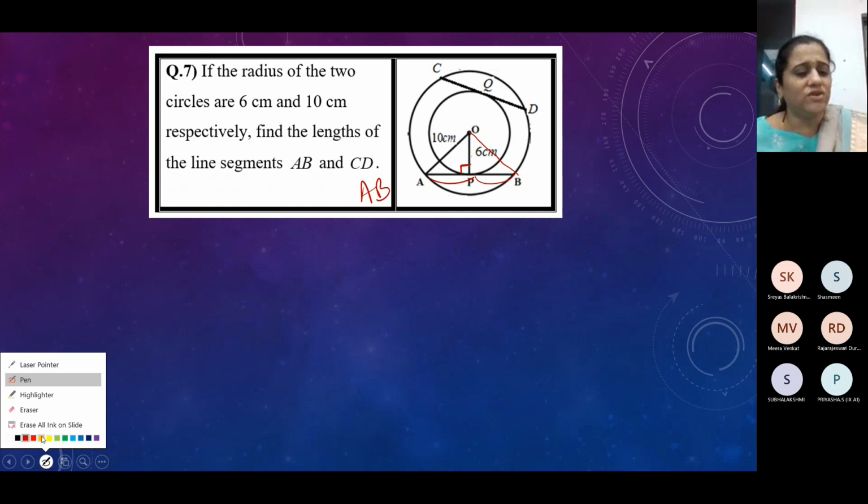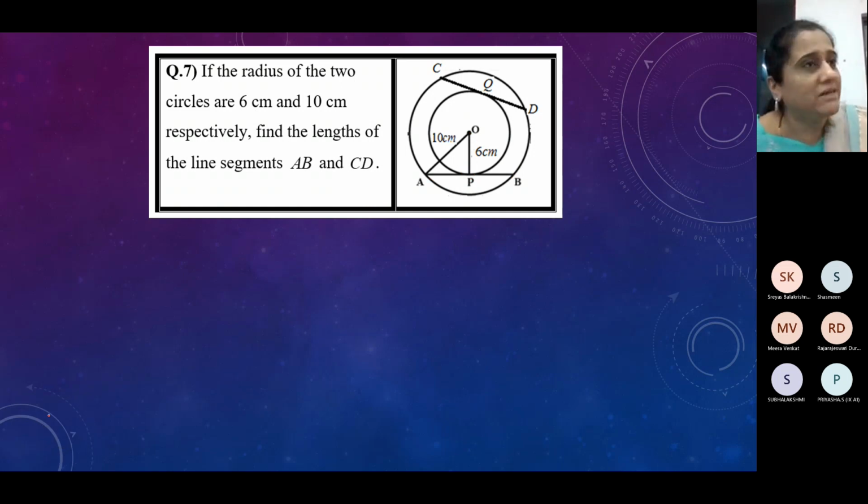But you don't have to do that. Just write: the perpendicular from the center to the chord bisects the chord. So that means AP is equal to BP. Can you find AP using Pythagoras theorem? Double it, you will get AB. So we found AB. How do we find CD?